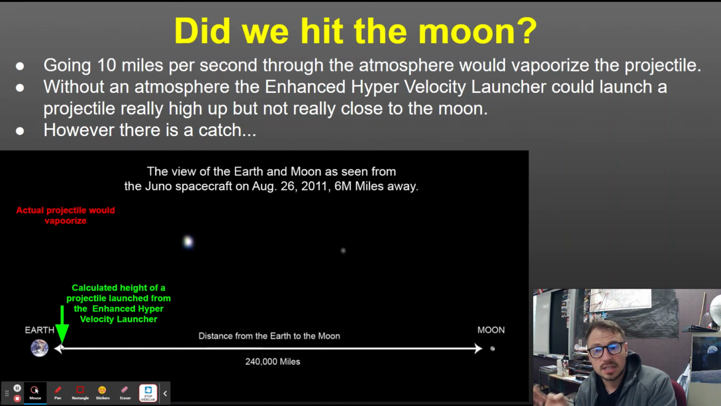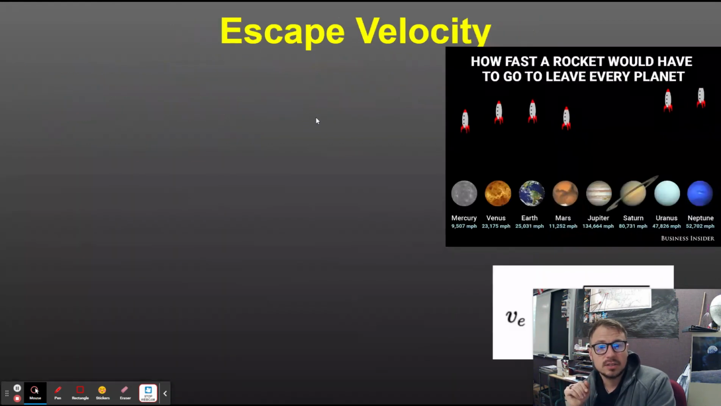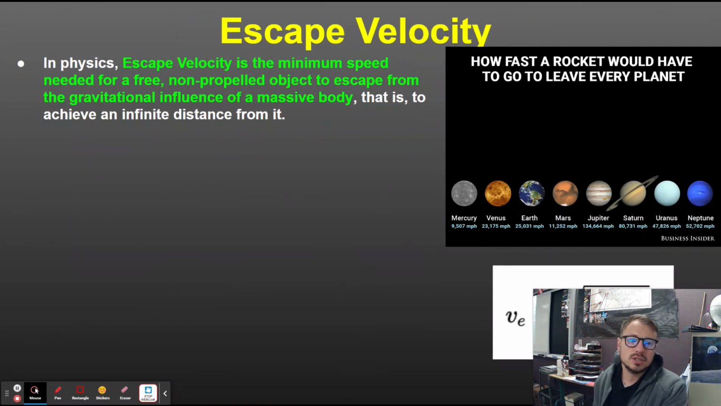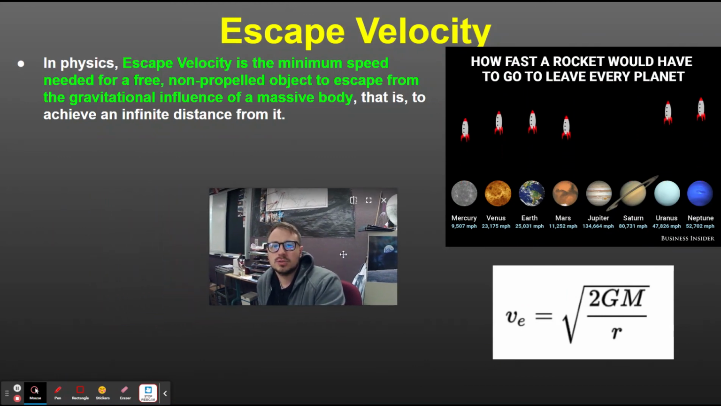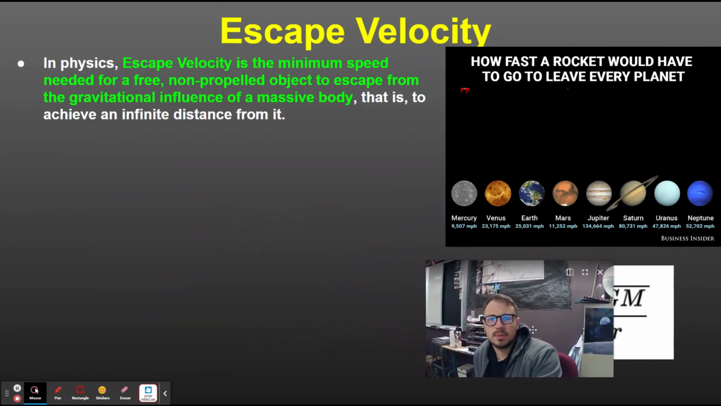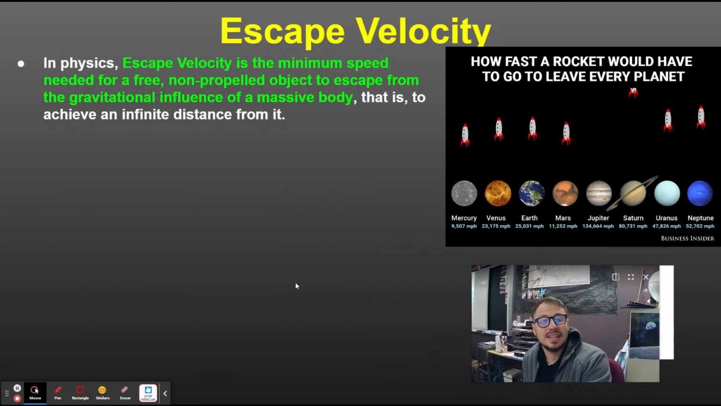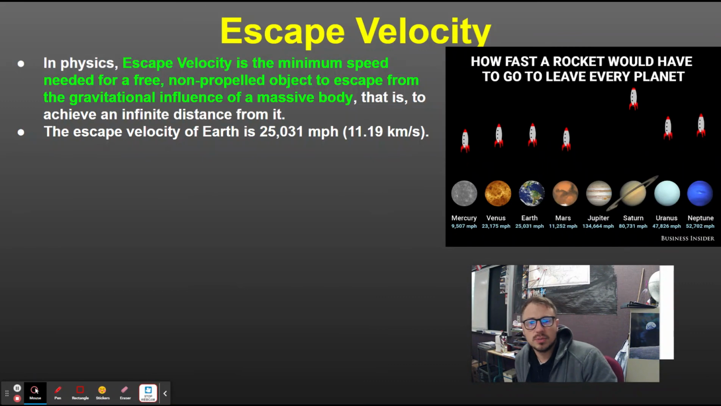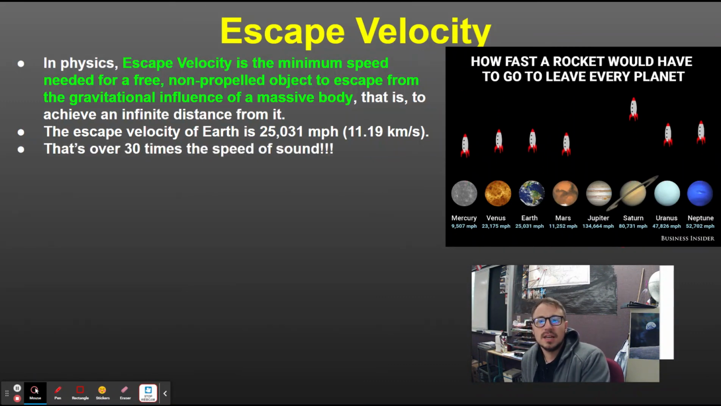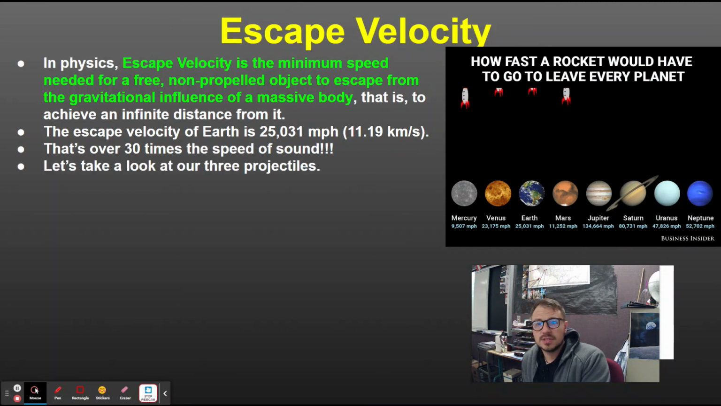But like I said, there is a catch, because we did get far enough away from Earth for the lower gravity to take effect. So that brings us to escape velocity. Escape velocity is the minimum speed needed for a free, non-propelled object to escape from the gravitational influence of the mass of a body. That is, to achieve an infinite distance from it. The escape velocity from Earth is 25,031 miles per hour, about 11.19 kilometers per second. That's over 30 times the speed of sound.